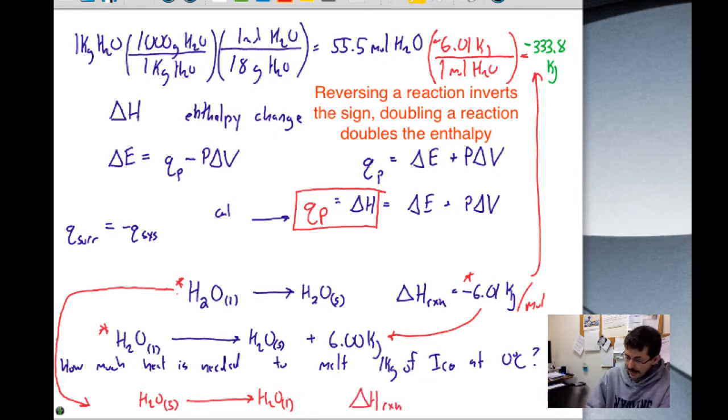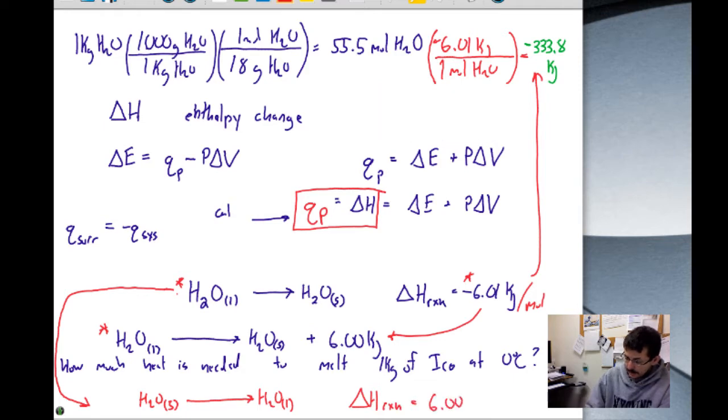The delta H of that reaction would be equal to positive 6.01 kilojoules per mole. This is a stoichiometric quantity. You double the stoichiometry of the reaction, you double the heat change. You double the heat released or absorbed. So in reality, it would take 333 kilojoules of heat to be absorbed.